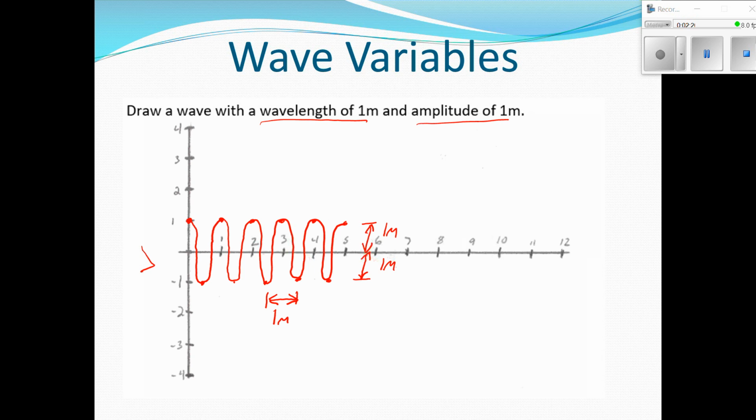What I would like you to do right now is number 2 on the drawing waves practice. You're to draw a wave with a wavelength of 2 meters and an amplitude of 1 meter. Go ahead and try that on your waves practice. The next slide is going to show you the key for that so you can check your work against it.